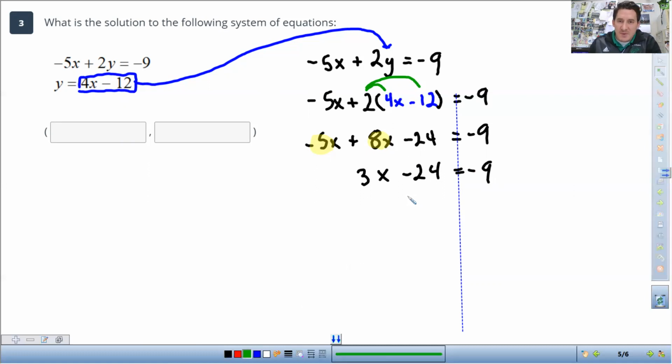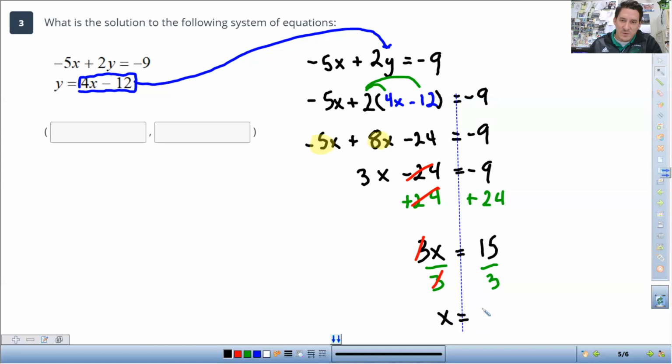Next, eliminate the minus 24. So I'm going to add 24 to both sides. Negative 24 plus 24 cancels out. So I have 3x is equal to negative 9 plus 24, which is positive 15. And then to eliminate the 3, I'm going to divide both sides by 3. So 3 divided by 3 cancels out. I get x is equal to 5.